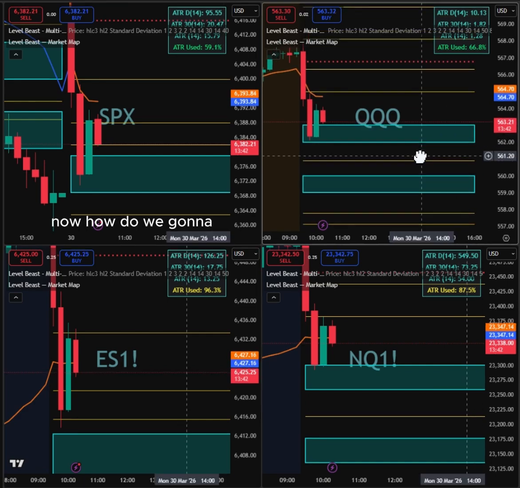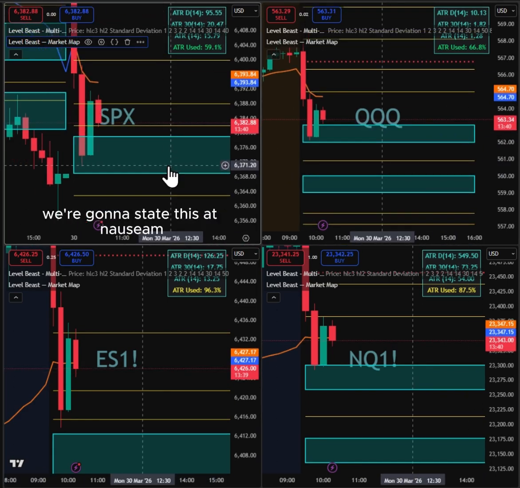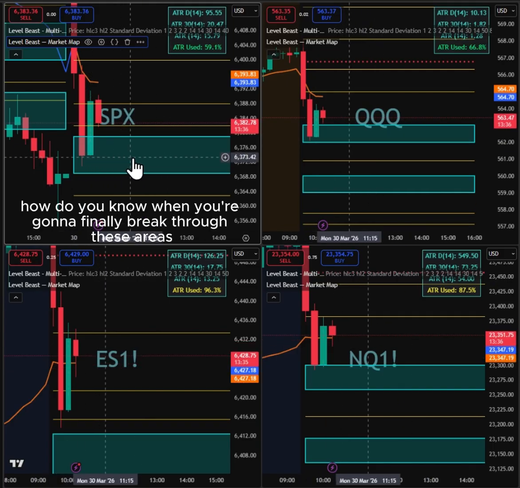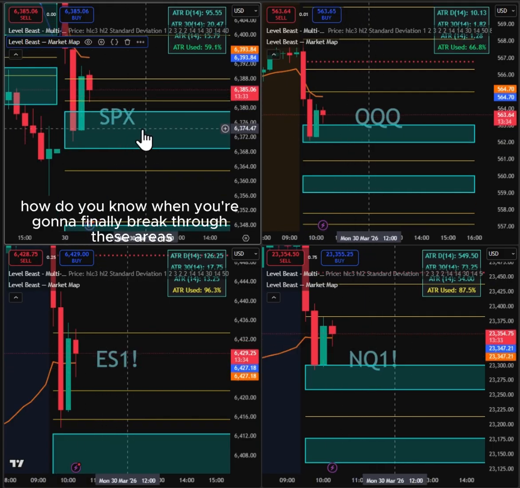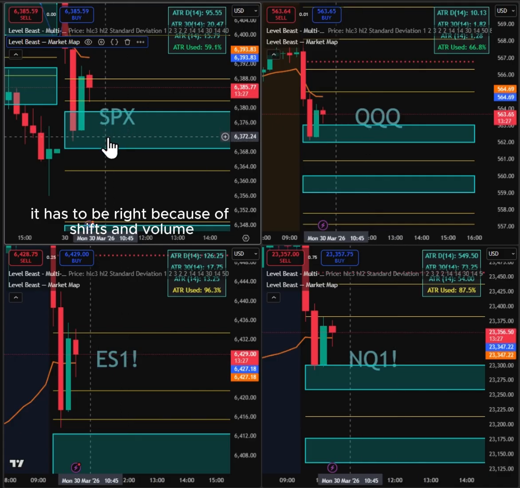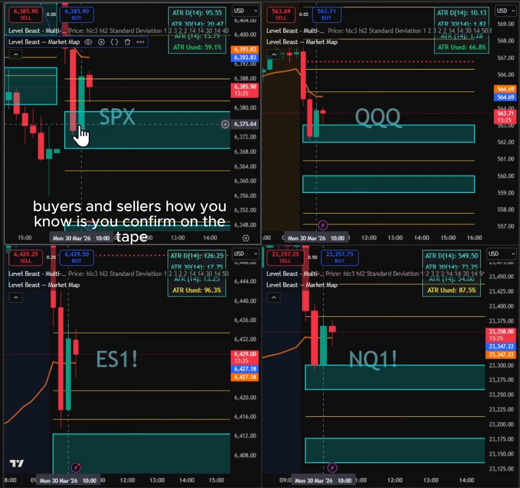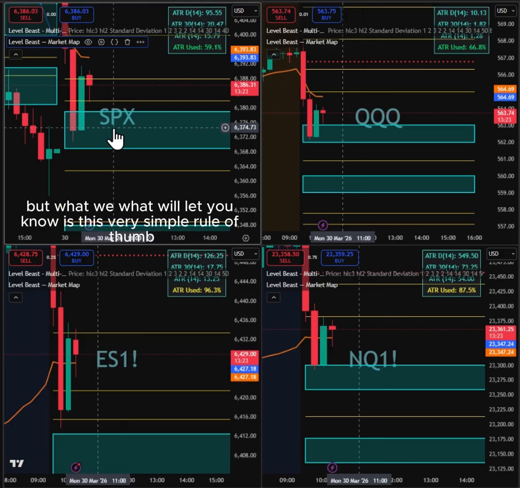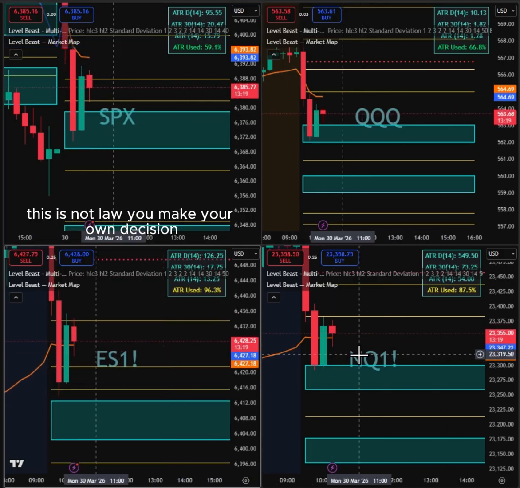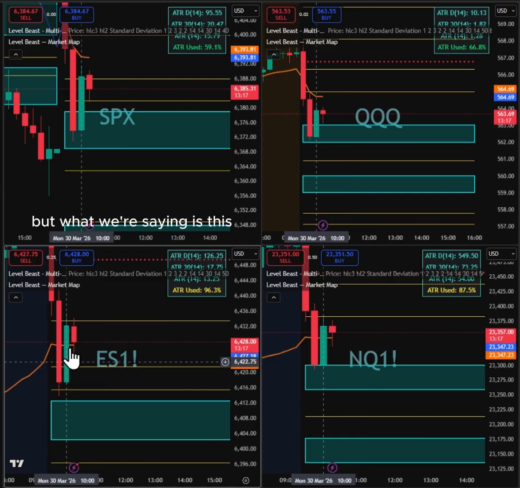Now, we're going to keep going over this. We're going to state this ad nauseam, and we're going to try to keep it very simple. How do you know when you're finally going to break through these areas? Well, any level, any zone ultimately will be broken. It has to be, right? Because of shifts in volume, buyers and sellers. How you know is you confirm on the tape, but what we'll let you know is this very simple rule of thumb. This is not law. You make your own decision. But what we're saying is this.